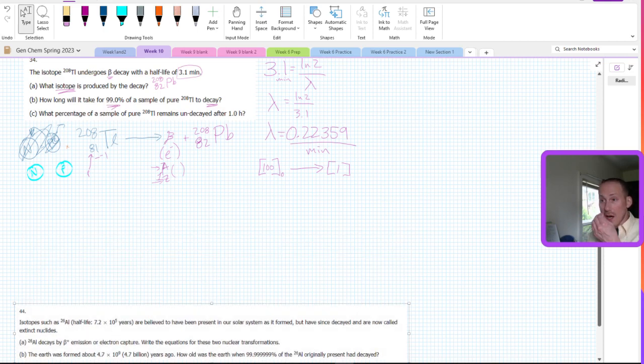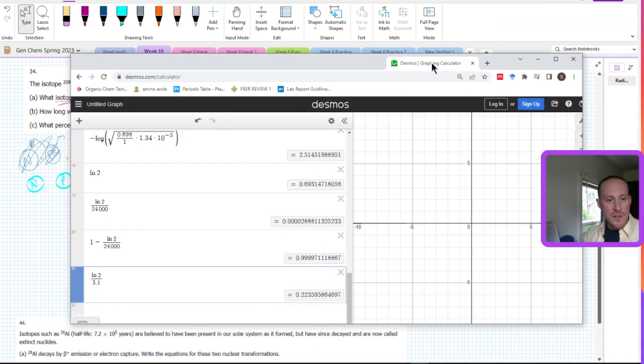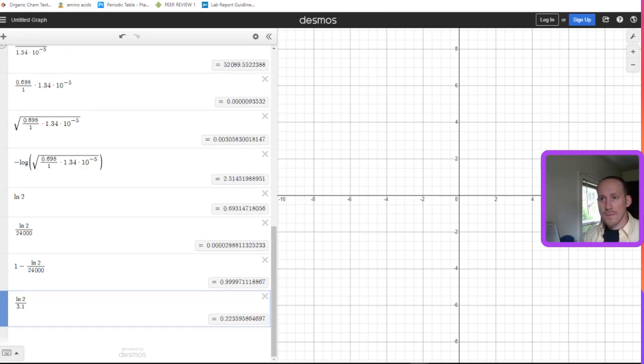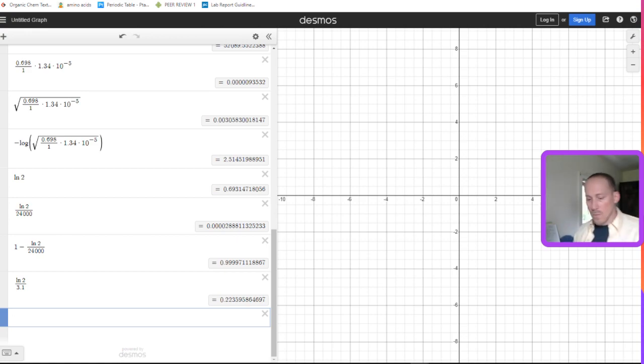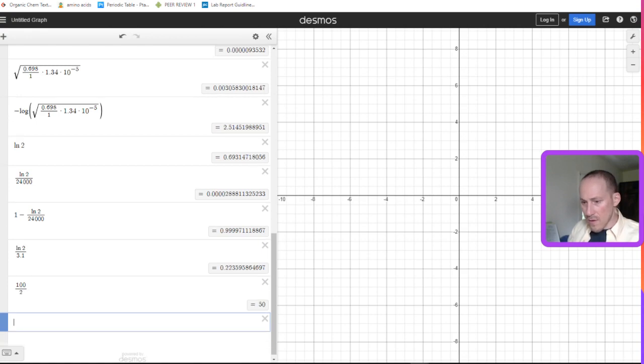I mean, one sloppy approach is just to run half-lives a bunch of times. I don't like that approach, but let's do that really quick and then come up with a more elegant approach. So by the way, here is Desmos. This is what I've been doing a bunch of calculations in. So let's see how many half-lives it takes to get from 100 to 1. 100 divided by 2. That was 1 half-life. Divided by 2.